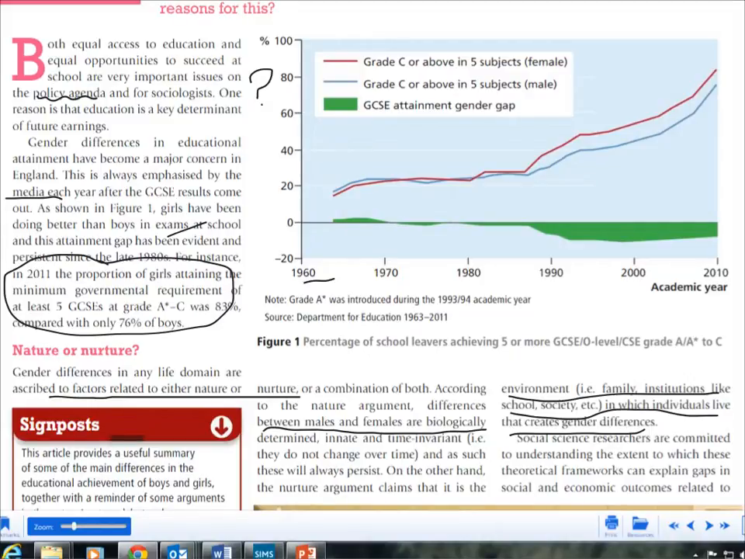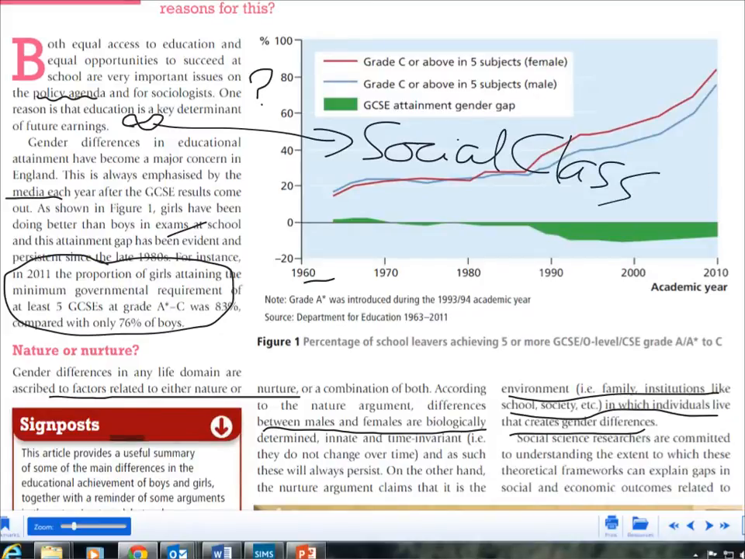One reason is that education is a key determinant of future earnings. Now, I might link that, so I'm going to try and do that squiggly 8 on here without making a complete mess of it, because I know that's to do with social class.